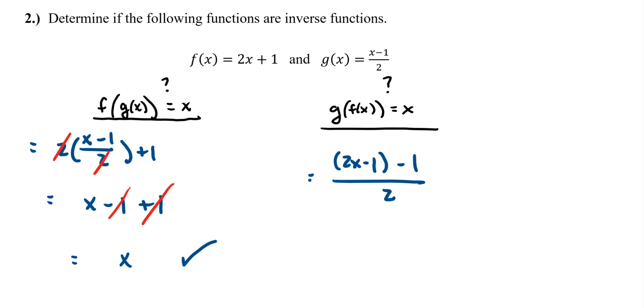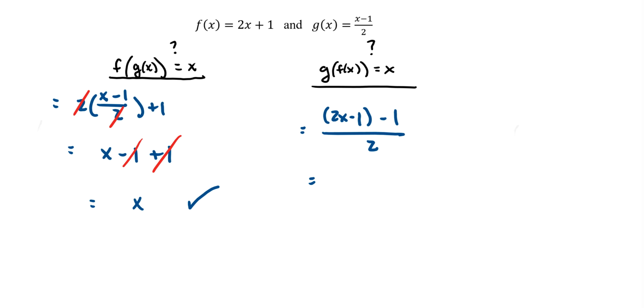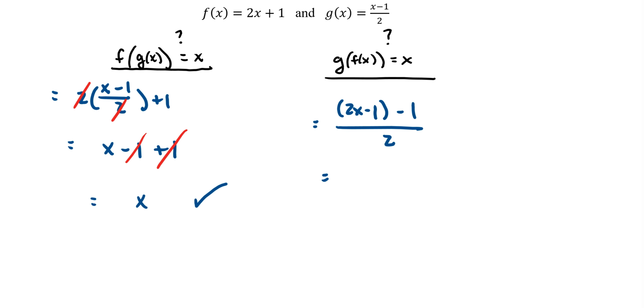And then we're going to simplify this. So for the numerator, notice that that should be a plus 1, right? It should be a plus 1. Notice that in the numerator, the 1 minus 1 cancels, and we're just left with 2x over 2. Then the 2's cancel, and we're just left with x, which is what we wanted.